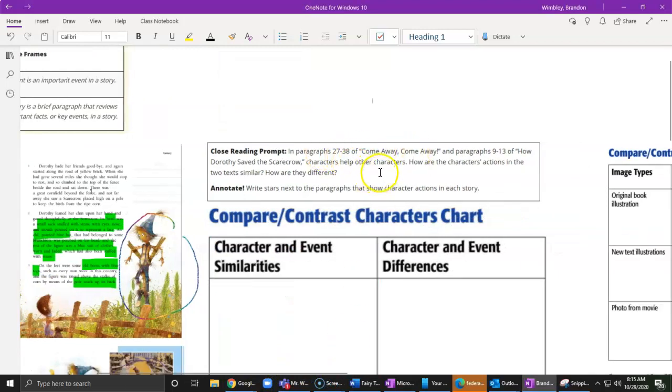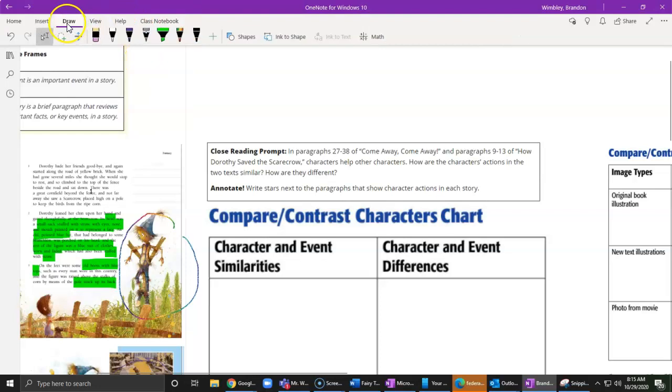In paragraphs 27 to 38, so that's important, I am going to highlight those so I know which paragraphs I'm going to look at, of Come Away, and in paragraphs 9 through 13 of How Dorothy Saved the Scarecrow, characters help other characters. How are the characters' actions in the two texts similar, and how are they different? And then it tells me specifically, it wants me to write stars next to the paragraphs that show characters' actions in each story.